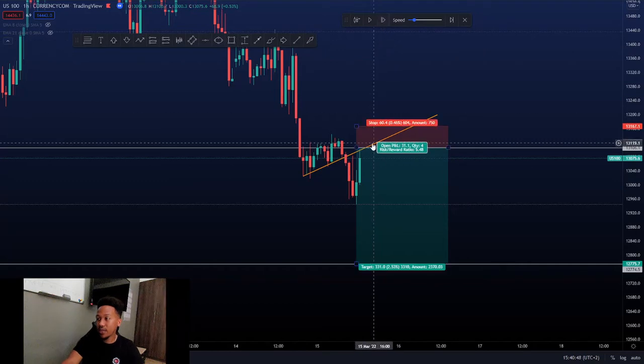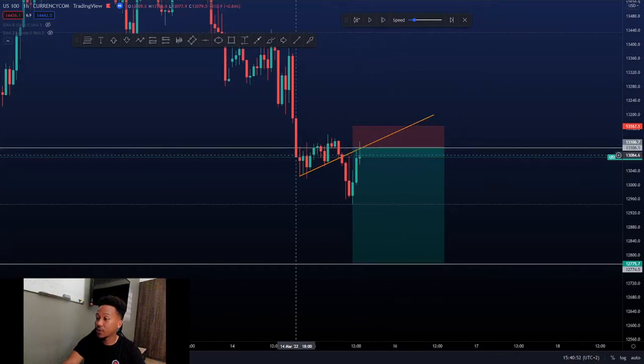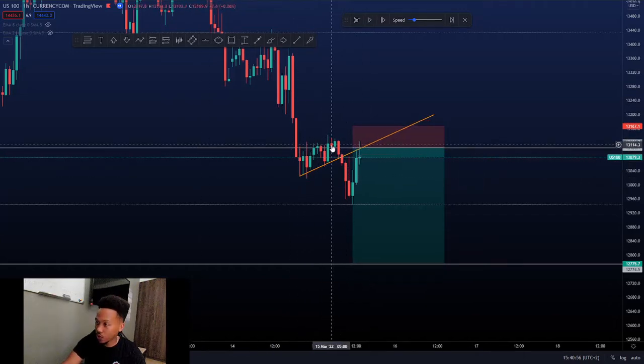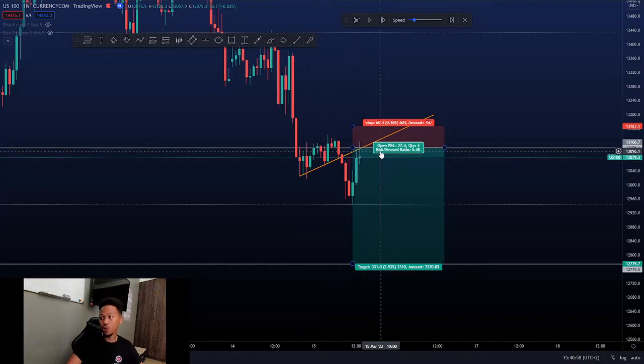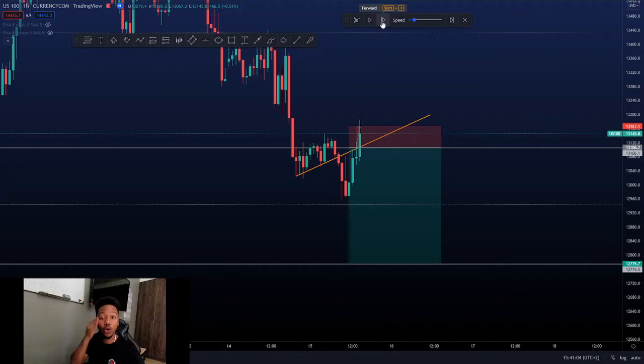Boom, tap in, you could have went short. We have another tap in. Now we basically tapped into our area, well, our trend line, as well as our area of support, well, resistance, right? But look what happened. Boom, your stop loss has literally been smack bang.